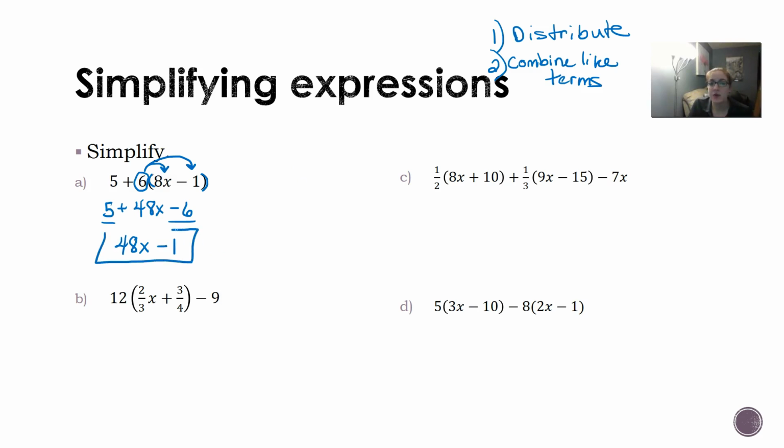Now double check that you've added together all of your like terms and there's nothing left for you to do. So there's an x term and there's a constant. Can't combine them, so we're done. Check. We're good to go.